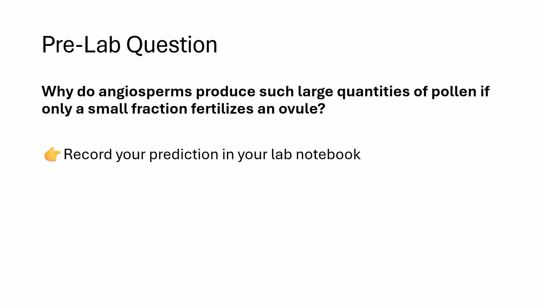Before observing, answer this question. Why do angiosperms produce such large quantities of pollen if only a small fraction fertilizes an ovule? Think about probability. Pollen must travel. It may never reach a compatible stigma. Producing large quantities increases the chance of successful fertilization. Write your prediction before continuing.